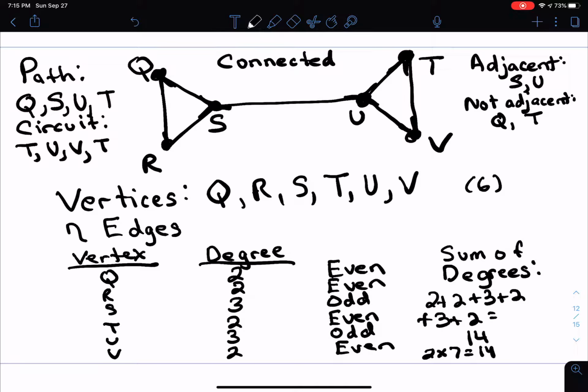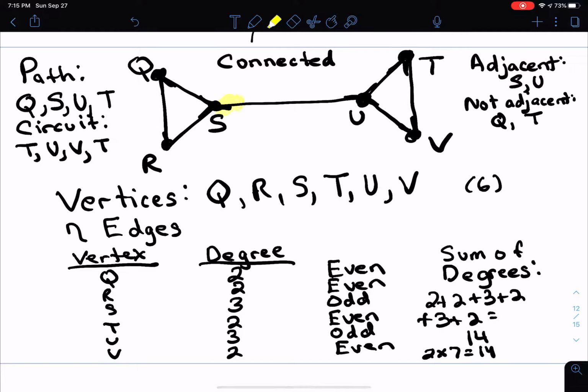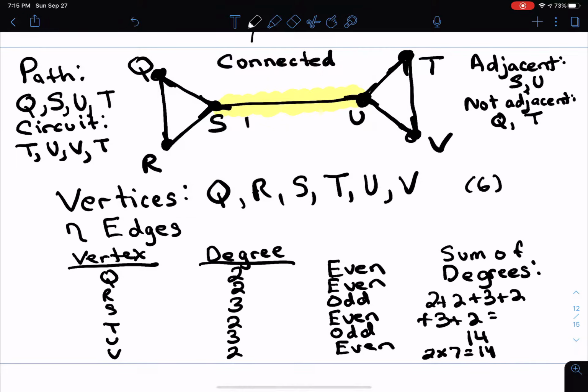But let's see, does this graph have a bridge? I see one bridge. Let me change colors here. Actually, let's highlight it. Right here. This is a bridge. If I were to remove that edge right there that I highlighted, suddenly this graph would go from being connected to disconnected. So this graph definitely has a bridge.